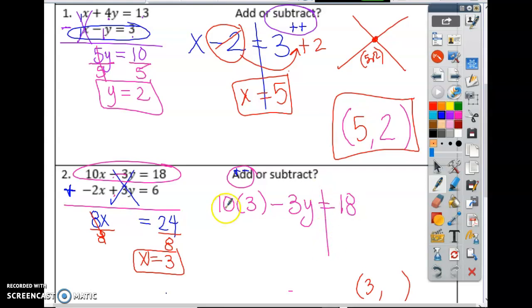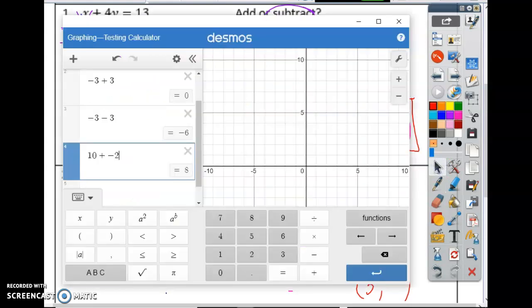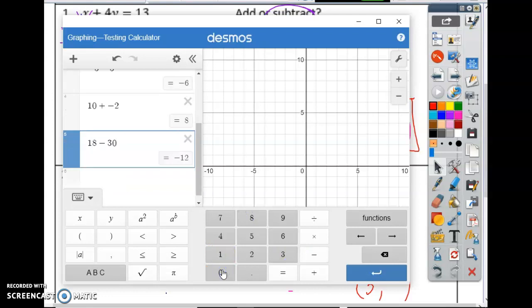What's 10 times 3? 30. Minus 3y equals 18. I need the numbers together on one side. So this 30 is going to go over here. Change the sign. So it's minus 30. So put it in the calculator. 18 minus 30. Negative 12.